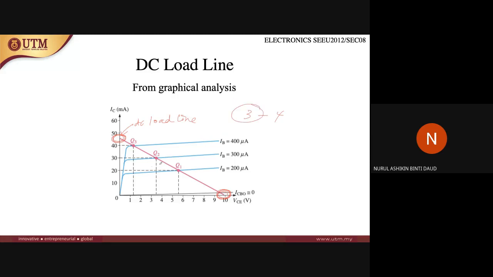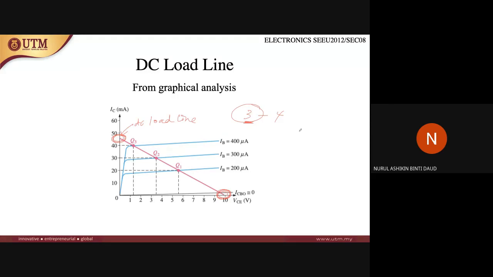All right, so try to take 3 points, and then from the 3 points you can connect the dots and create the DC load line. And be careful, don't take too many points. It will waste your time. But if you take too few points, that is also not enough. You will not get a nice straight line.